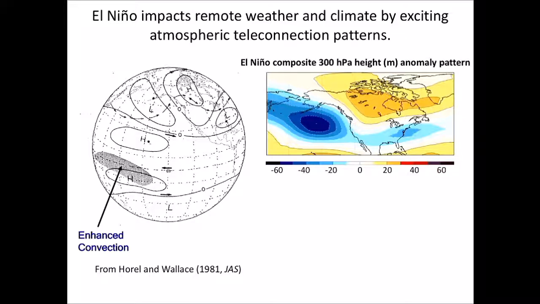And if you look at the composite 300 millibar height anomalies for El Nino, you can see it resembles this schematic fairly well. So during El Nino, we tend to have a stronger than normal Aleutian low, below average heights over southeastern U.S., above average heights over Canada.